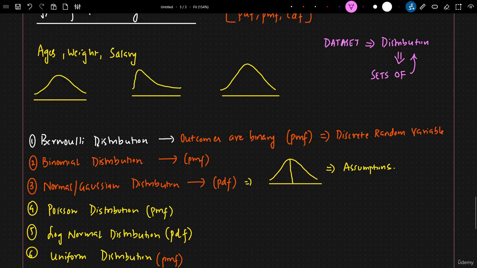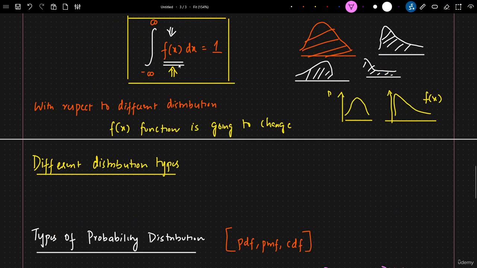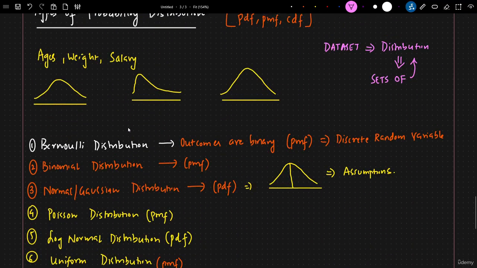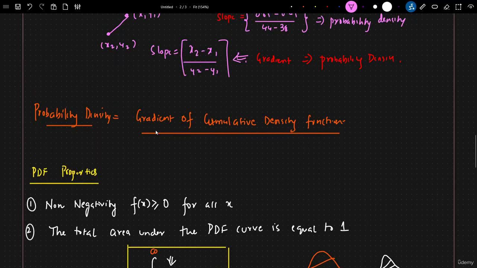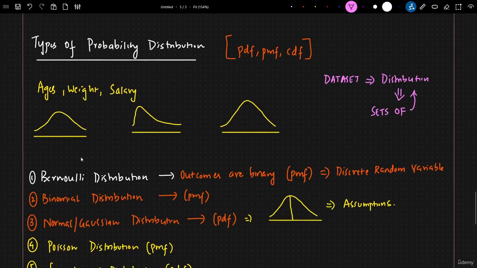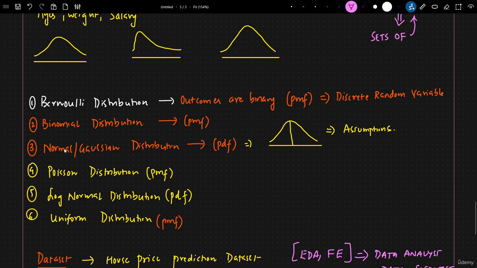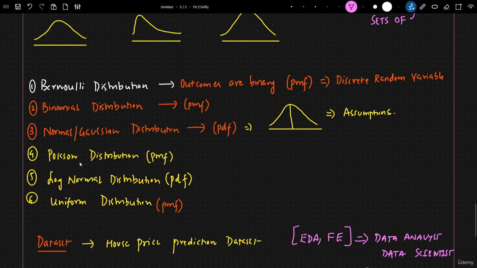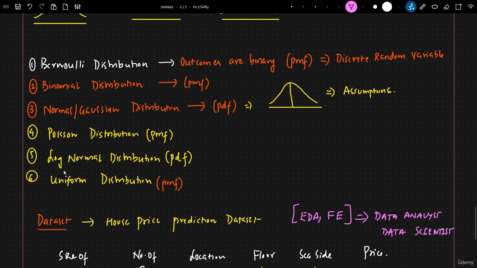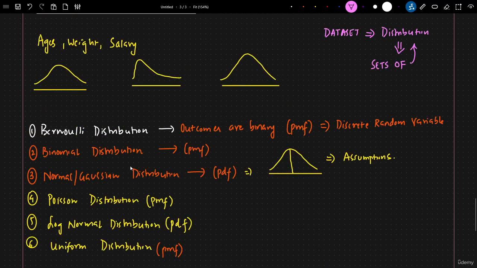So for the Bernoulli distribution, the f of x function will be different. Then again, if we take the gradient of the cumulative density function, we'll be able to get the probability density based on this particular function. For binomial, it will be different. For normal or Gaussian distribution, it will be different. For Poisson distribution, it will be different. So we will go ahead and discuss each and everything.